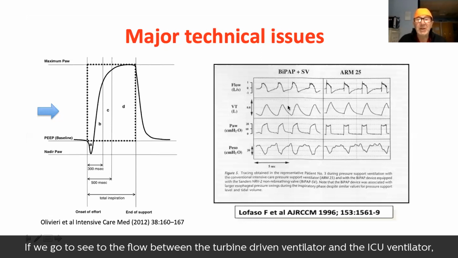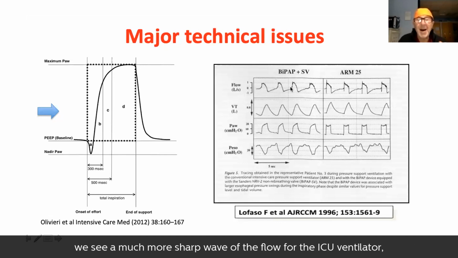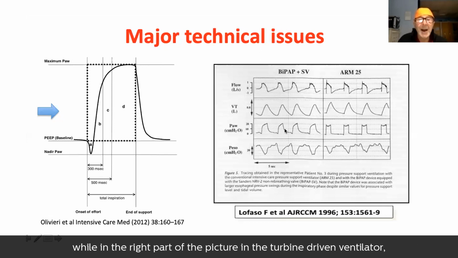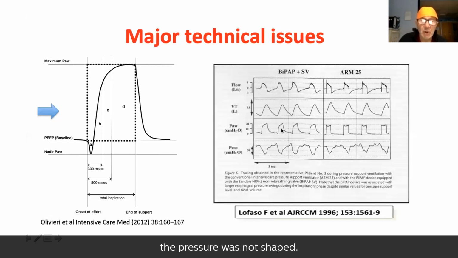We can go on to see the flow between the turbine-driven ventilator and the ICU ventilator. You see a much sharper wave of the flow for the ICU ventilator. Even though the pressure was the same, you can also see that the pressure in the ICU ventilator was a square pressure, while in the right part of the picture, in the turbine-driven ventilator, the pressure was not shaped.